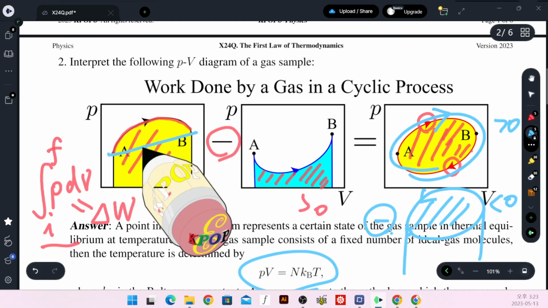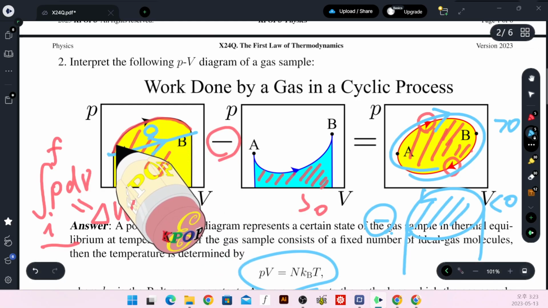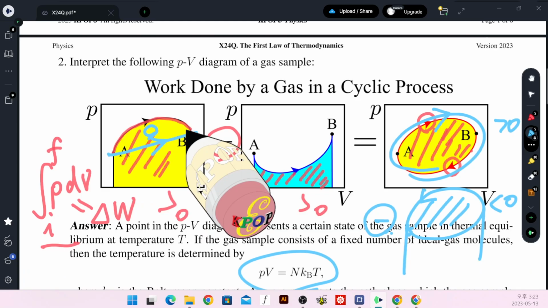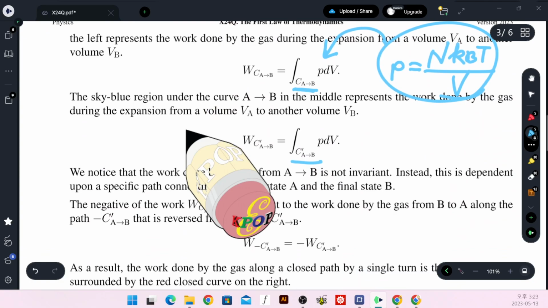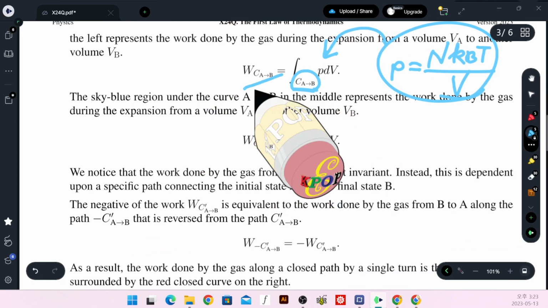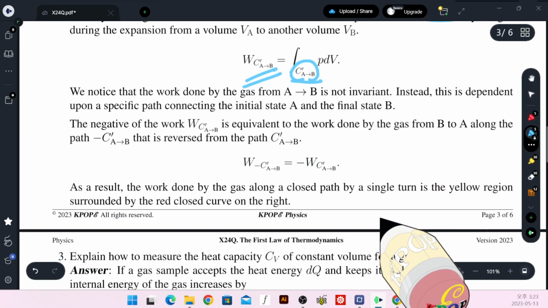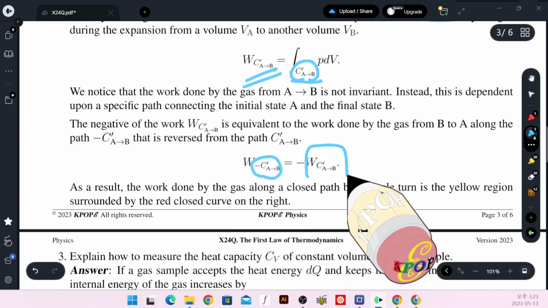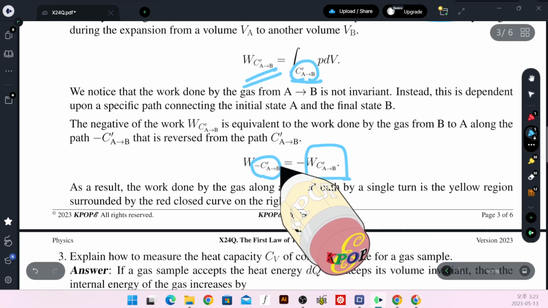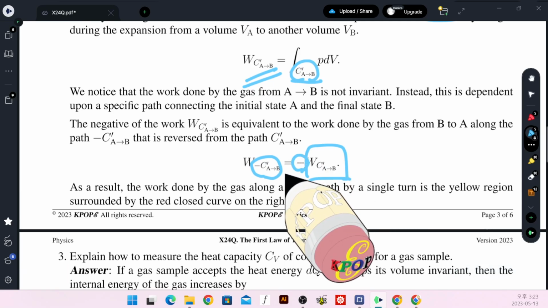For example, this work is still positive but smaller by this than this. Okay? So both the orientation and the explicit path dependence appear in the computation of the work done by the gas. If you flip the direction, and if you know how to compute the other one in the original orientation, then what you have to do is just attach the negative sign to it.